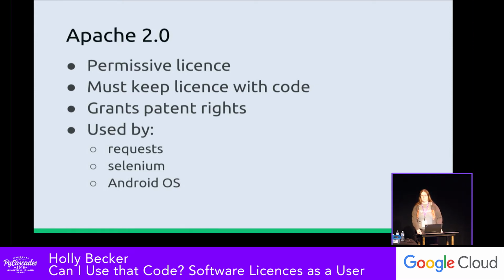Amusingly, there's also a clause saying that those patent rights are revoked if you're involved in a lawsuit over them, so it's got an escape clause there to prevent bad behavior. I was also interested to note that contributions to Apache licensed projects are by default licensed under the Apache license itself, which isn't something that I saw in any of the other licenses I looked at. Among the packages that use it are requests and Selenium, as well as the Android operating system.